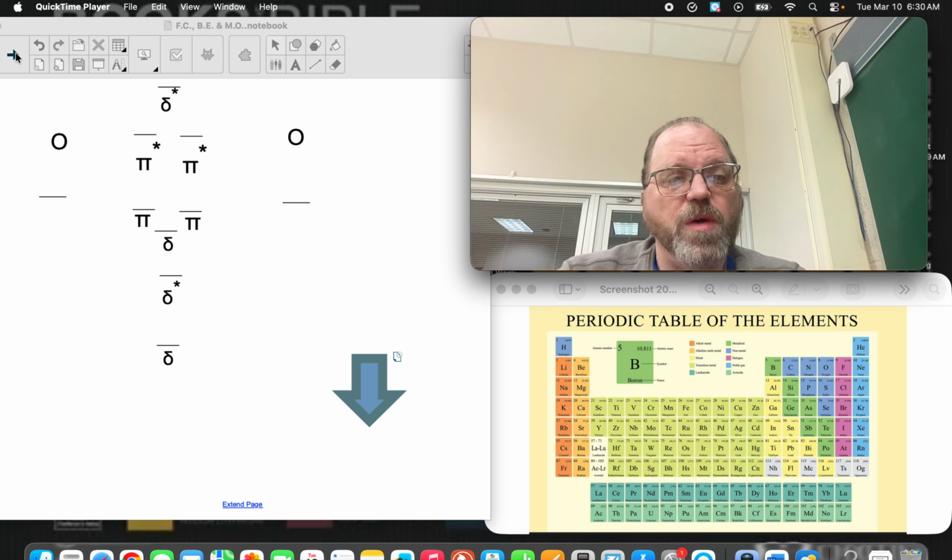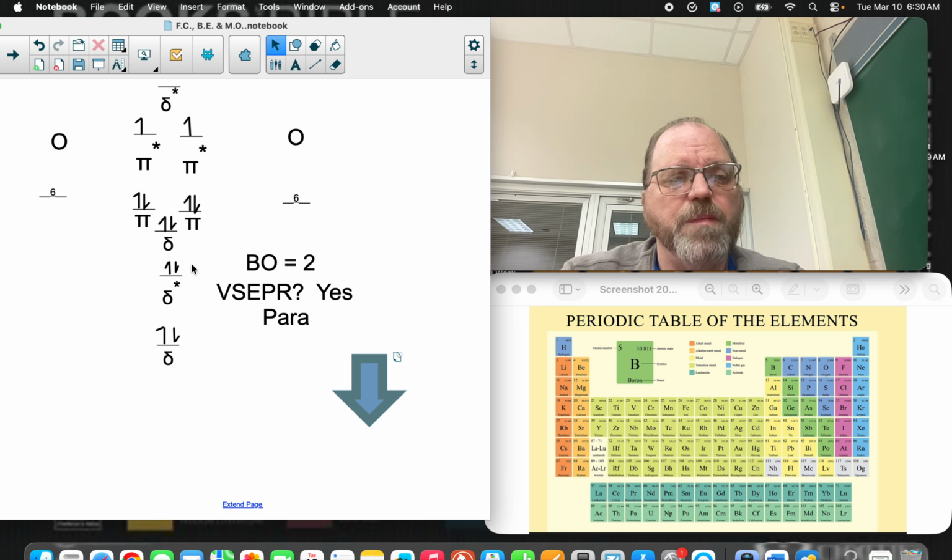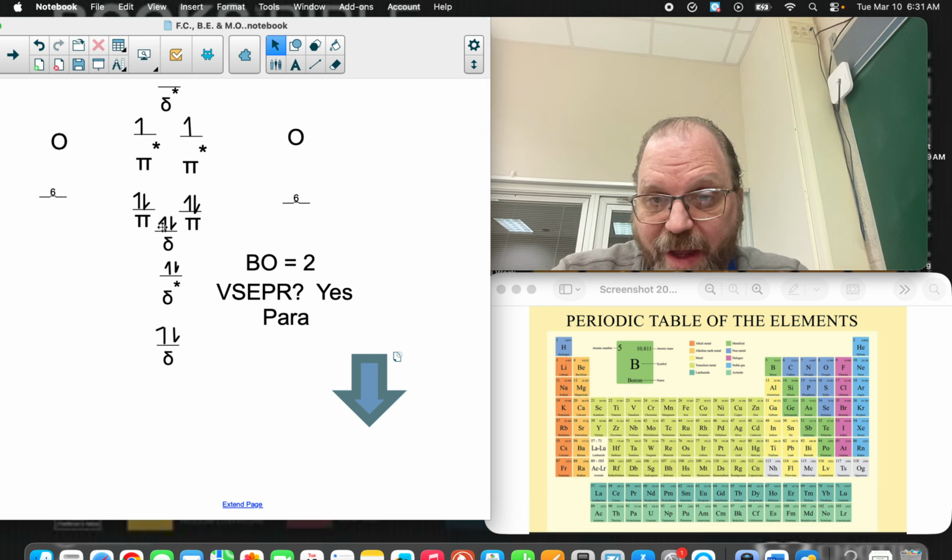So bond order is 2. 1, 2, 3, 4, 5, 6, 7, 8 bonds, and 1, 2, 3, 4 antibonds. 8 minus 4 is 4, divided by 2 is 2, and it does agree because we end up with a double bond. It's paramagnetic because in pi I have one open spot here. If it was down in sigma, anything else is diamagnetic. All right, those are our answers.